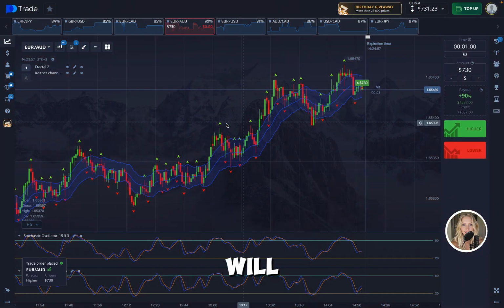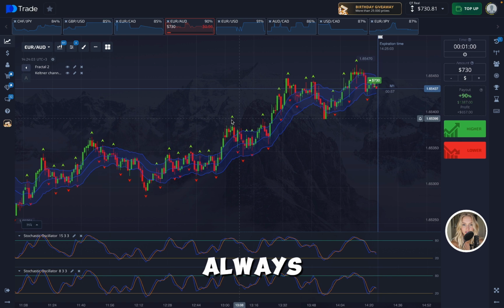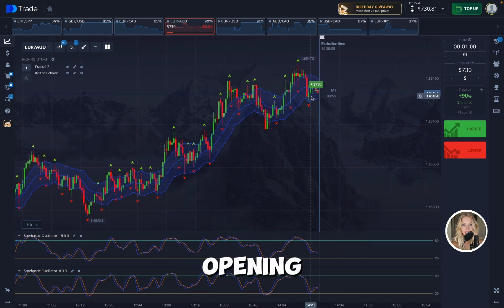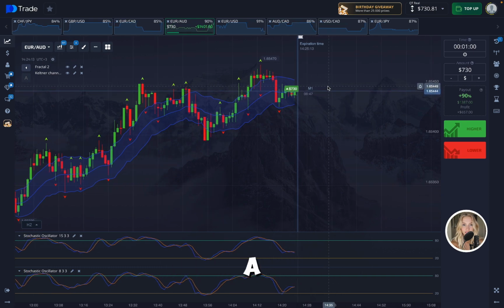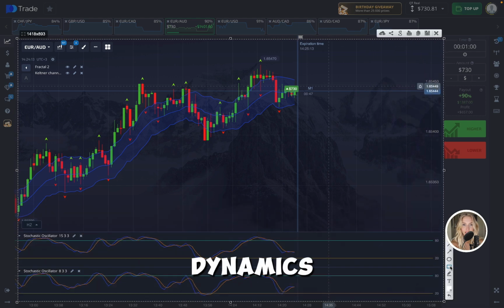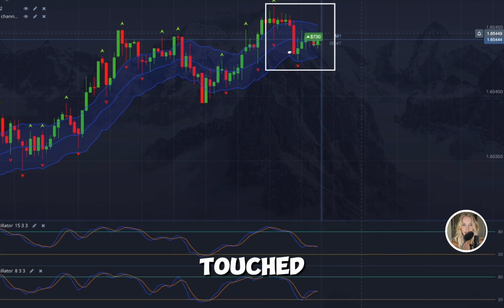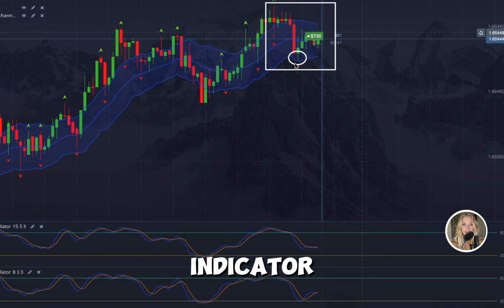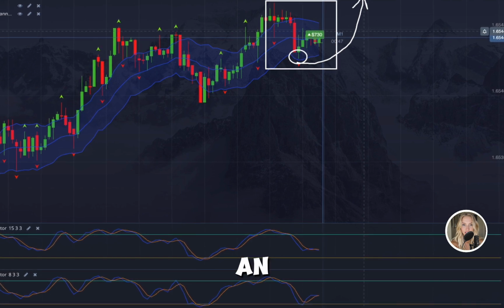And here I will open a deal to increase in the direction of the actual trend. I always get a more reliable signal when the opening actually occurs in the direction of the trend, but here also the oscillators and indicators show me a good position to open higher. There was a good pullback of dynamics earlier. The movement updated its local minimum, touched the lower sliding line of the channel indicator. In this case, this is also a good signal to open an upward trade.